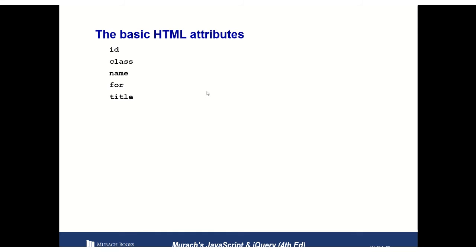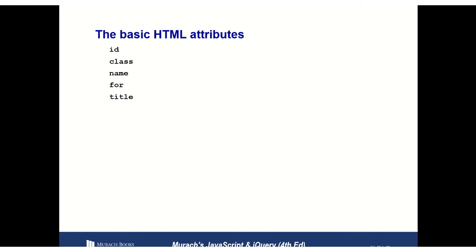The basic HTML attributes that we are going to consider in this book are ID, for a div, as each element should have an ID. The class is basically the implementation of CSS. Then there are name, for, and title. These are the basic HTML attributes that will be used in the applications in our course. So let's elaborate a little bit.